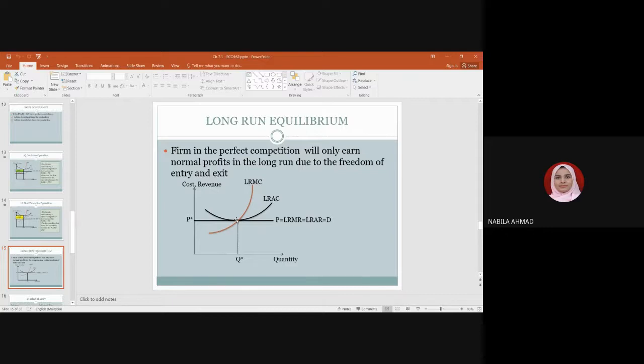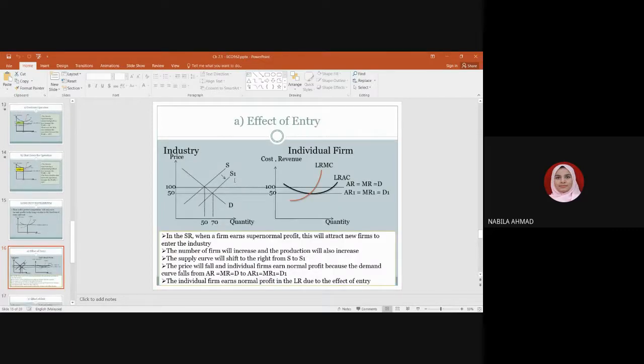Kenapa the firm making normal profit in the long run? Because of freedom of entry and exit. Sebab tadi kita kata free entry and exit, no restriction. So because of that, in the long run, the firm will make normal profit. Ya, so kita lihat apakah effect of entry yang menyebabkan the firm making normal profit.